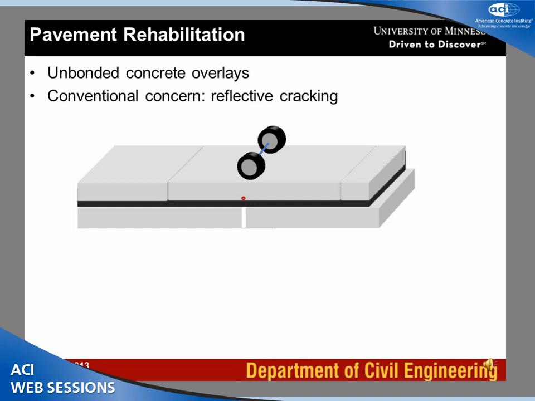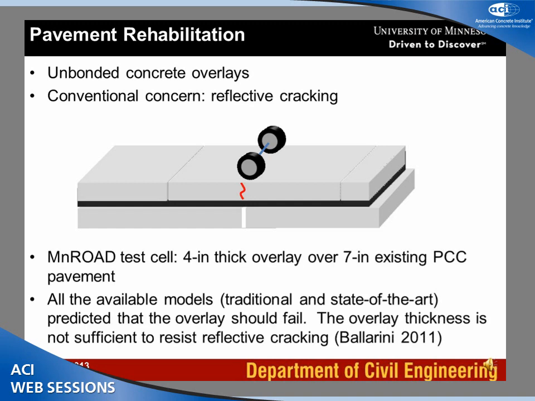Generally speaking, this rehabilitation option performs exceptionally well, and that's why many people believe that we're over-designing these overlays. But unfortunately, mechanistic-based models are even more conservative than empirical ones. So to investigate this issue, MnDOT decided to build a couple of test sections. Maybe Tom will talk about them later. One of them was a 4-inch thick overlay over 7-inch thick existing pavement. All mechanistic models and empirical models predict that it's too thin an overlay and it should fail pretty soon.